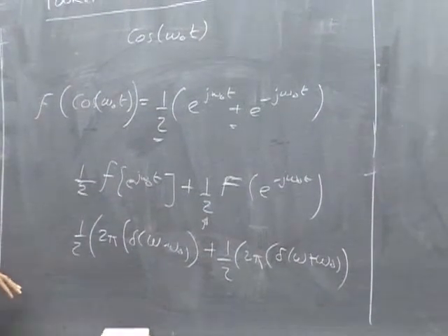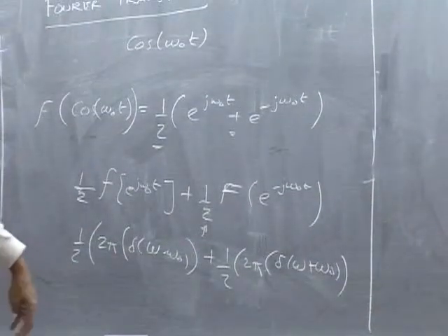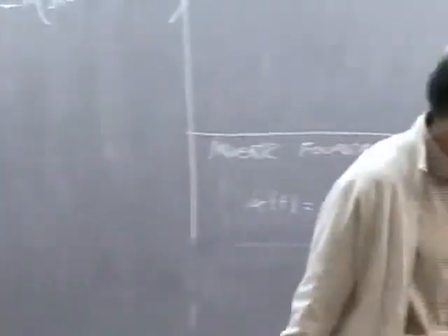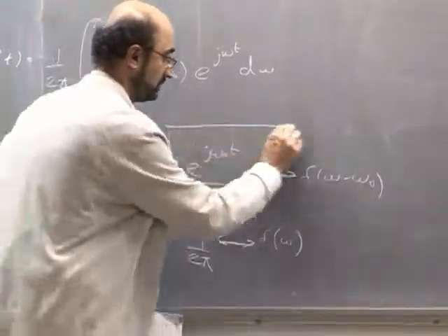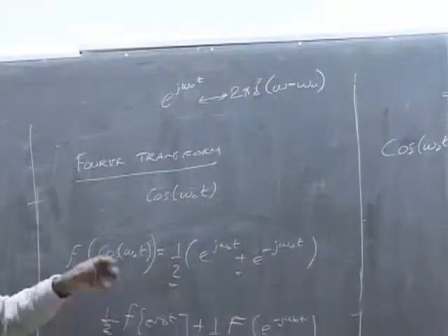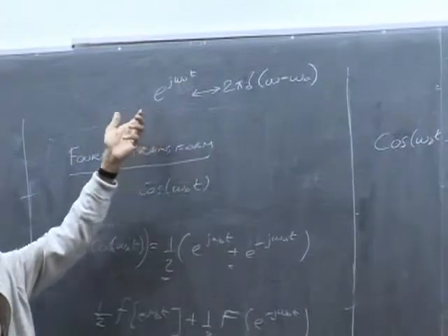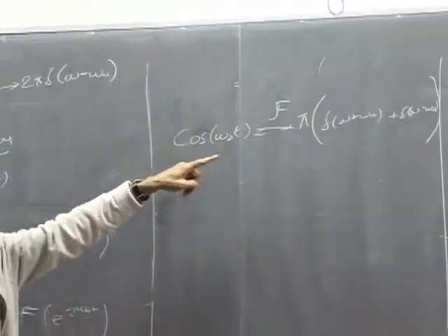Okay, this is what we got last time from the previous example, which I think I left up there. So e to the j omega naught t corresponds to 2 pi delta omega minus omega naught. This is what I used over here. So I'm just rewriting that over here. I'm just moving 2 pi over because I can always do that because of linearity. And then I get cos omega naught t corresponds to this.